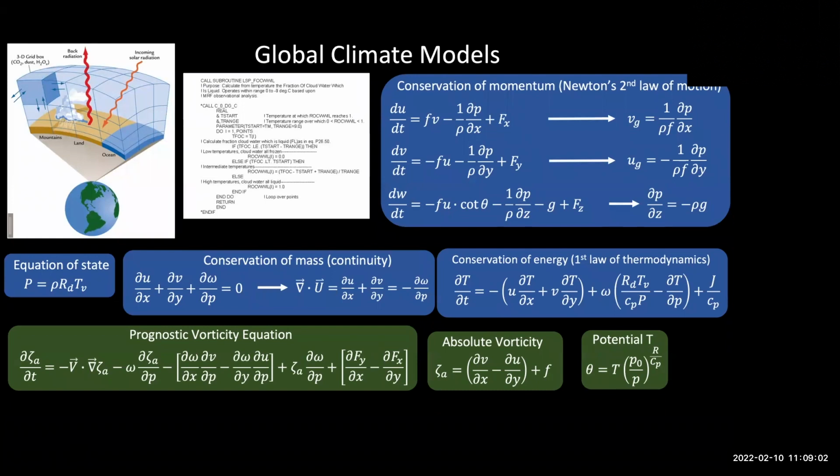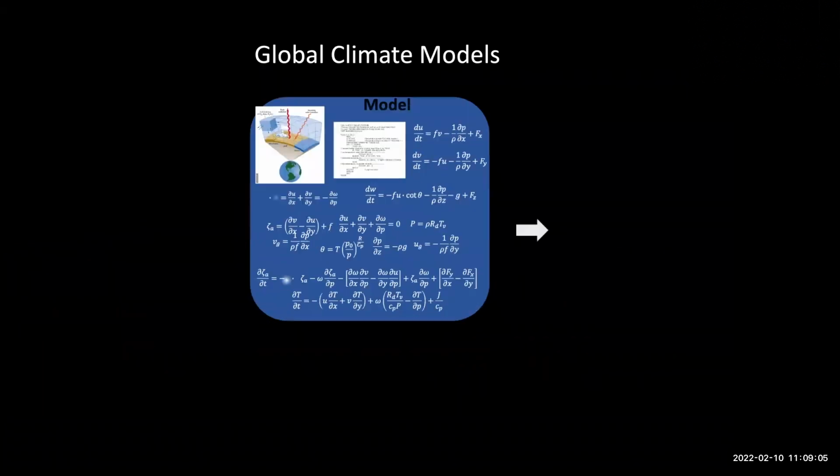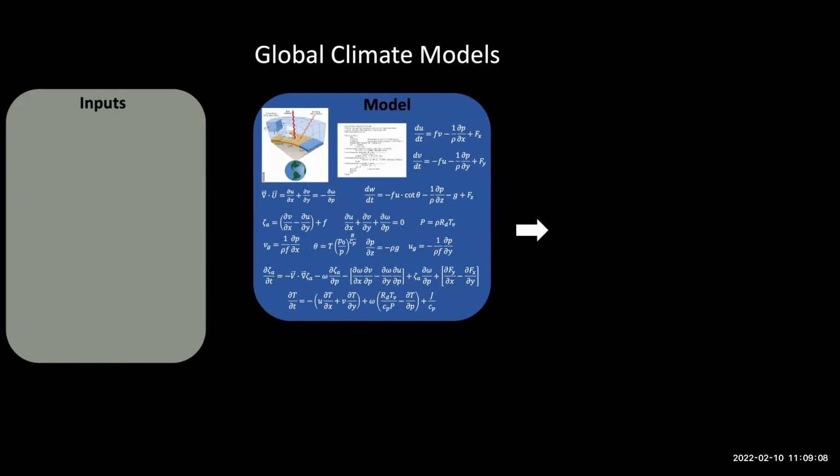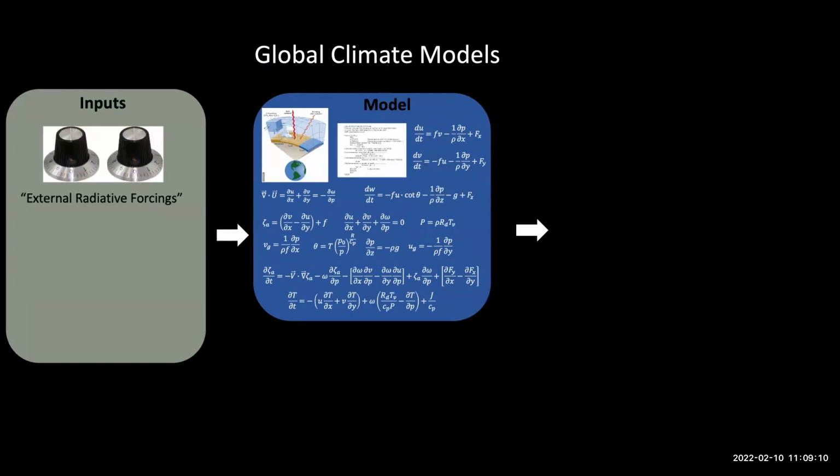And so you have to drive it with something. You have to give it some type of input. What we're generally doing, the knob we're turning, is changing what we talked about last semester, external radiative forcings, which would be something like greenhouse gas concentrations. We're going to change what we're saying the greenhouse gas concentrations are, put that into the model, let it simulate weather, and compare two different states.